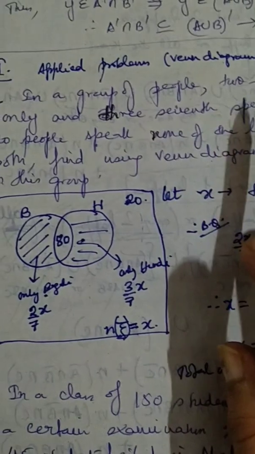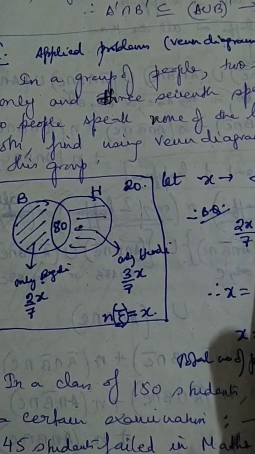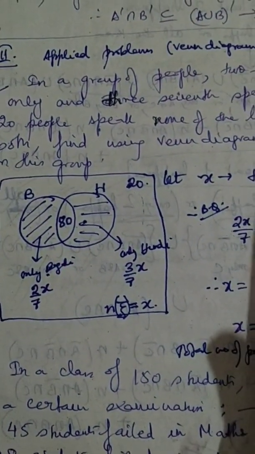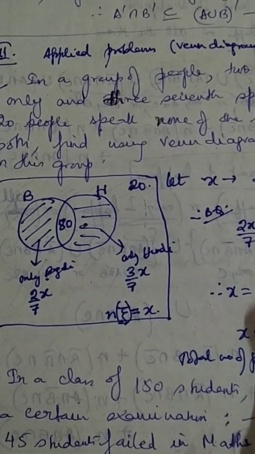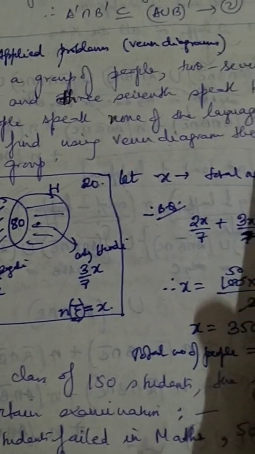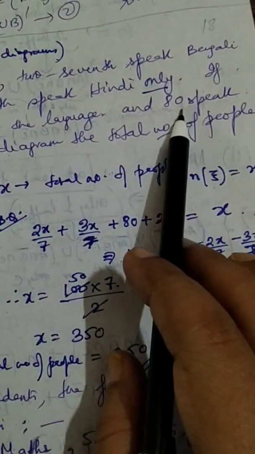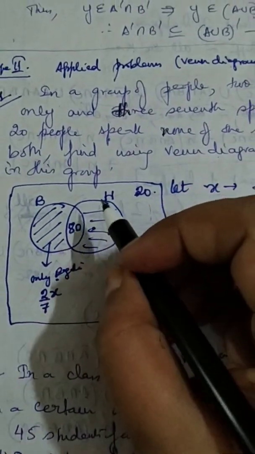They are saying there are people who speak Hindi, there are people who speak Bengali, there are people who speak none of the languages, neither Bengali nor Hindi, and there are people who speak both the languages, that is 80 of them. So begin with that. There are 80 of them speaking both the languages.